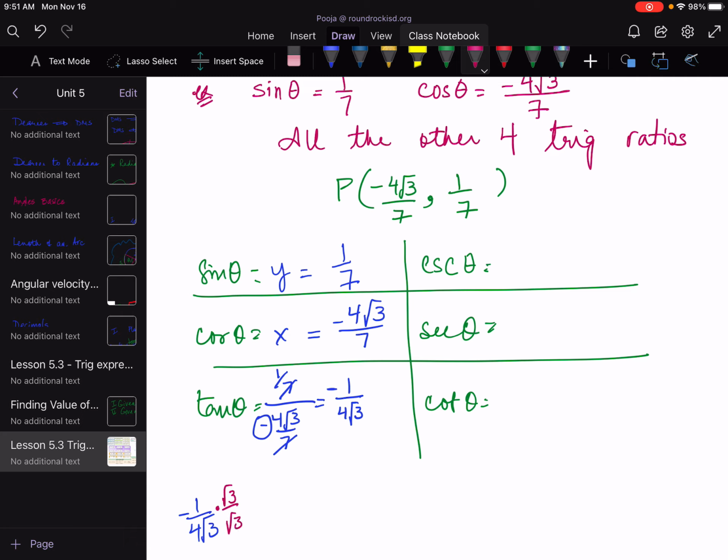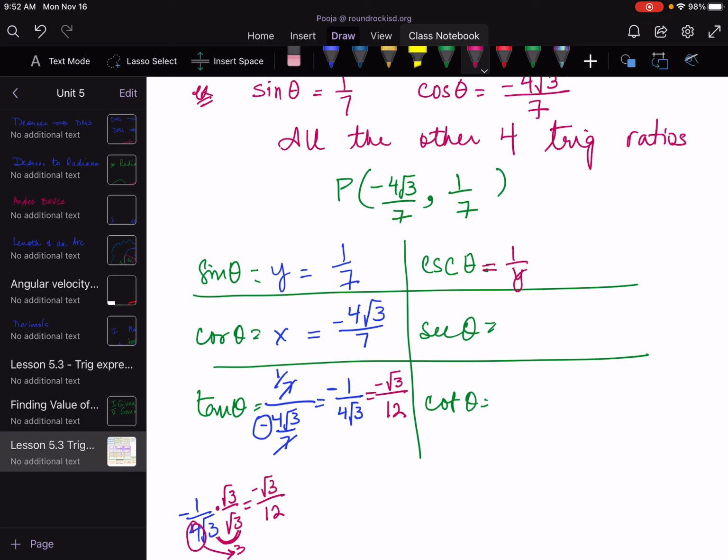Watch this one carefully. I'm going to multiply by √3 over √3, rationalize it. That gives me -√3. Now root 3 times root 3 is 3, but don't forget there is a 4 we have to multiply with as well. So 4 times 3 is 12. And this ends up being negative root 3 over 12. And that's acceptable because there are no radicals in the denominator.